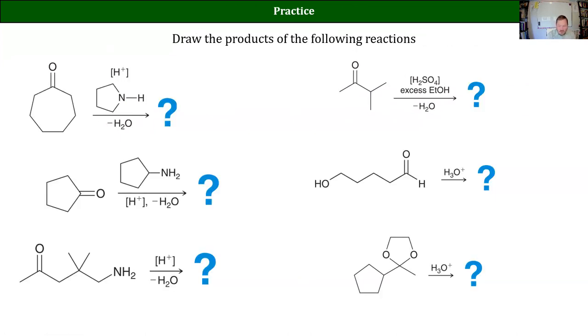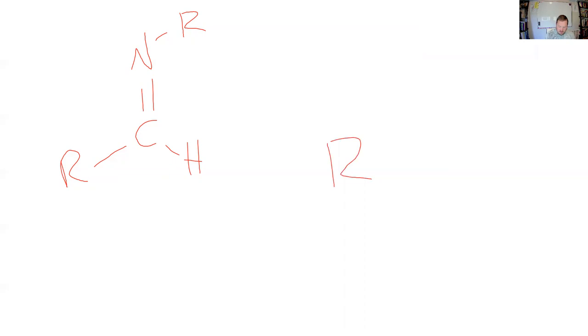All right, so we talked about two nitrogen functional groups in particular. We were talking about if you have a primary amine reacting with an aldehyde, you can wind up with the imine. And if you had a secondary amine, you wind up with the enamine, right? So a secondary amine could look like this, there's our enamine structure.